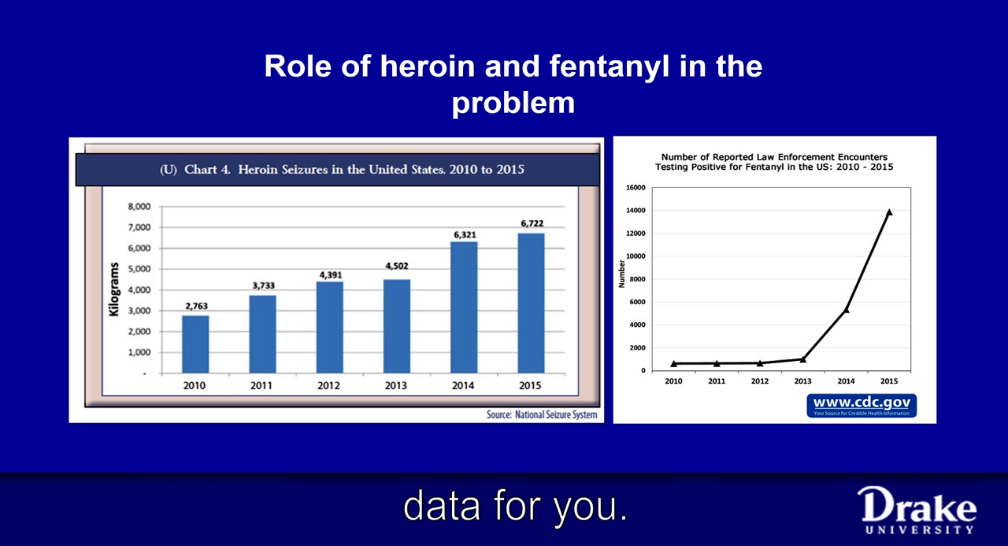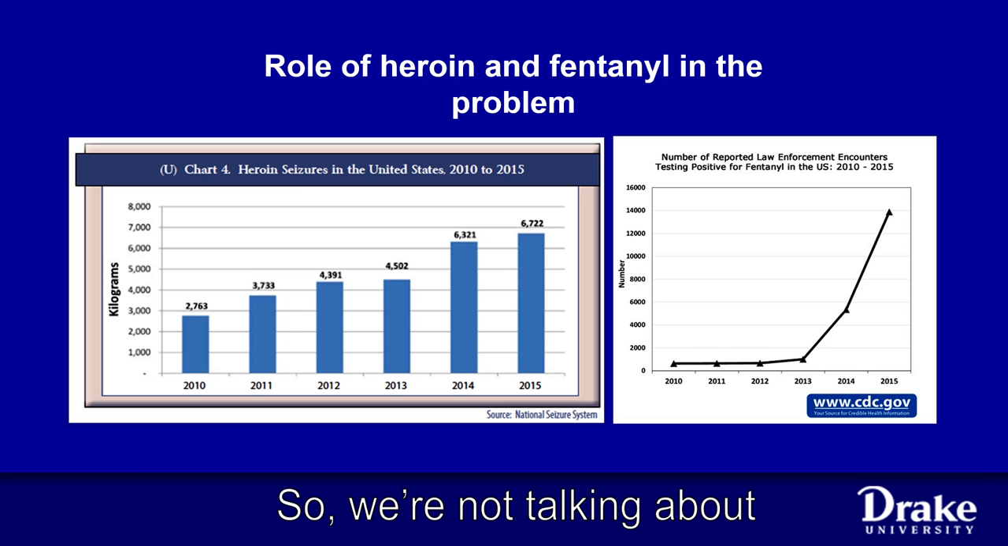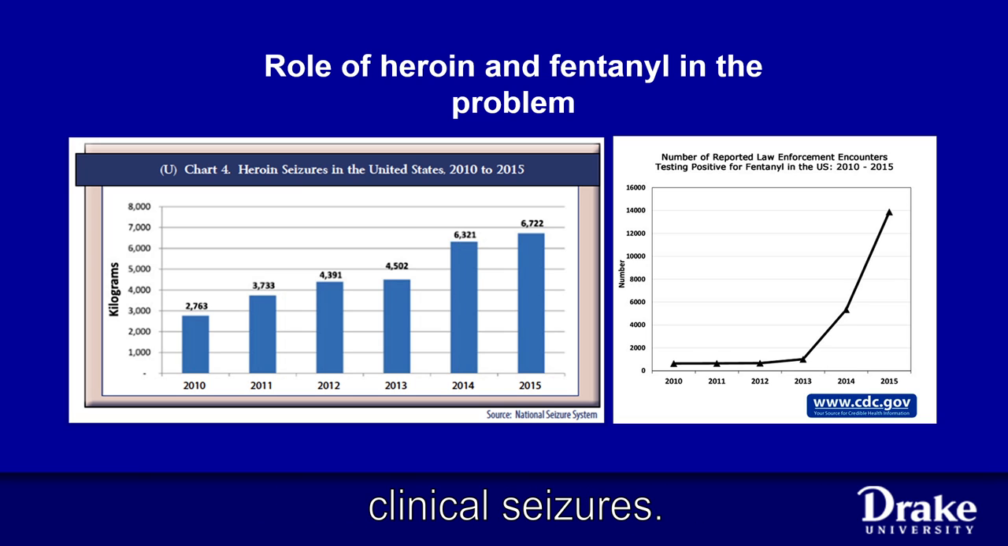These are some more data for you just to underscore the role of heroin and synthetic opioids in current trends. Here on the left, we have heroin seizures by law enforcement. So we're not talking about clinical seizures. This is law enforcement grabbing the drug, seizing the drug. So heroin seizures in the United States from 2010 to 2015. And there's been just a steady increase indicating that heroin is more and more present in society.